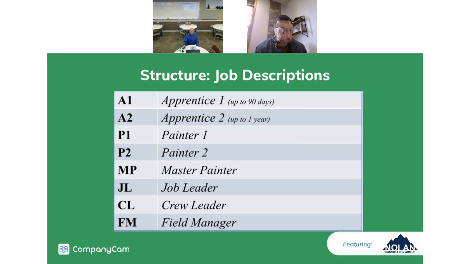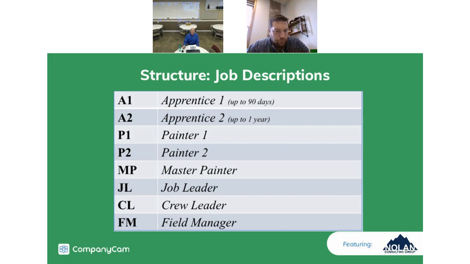In 1 year's time, I need you to be a painter. I got you to 18. Within 6 months, I need you to get to painter 2. And there's another raise for you. And then by 2.5, 3 years, I need you to be a master painter. And then I've got a couple more raises.